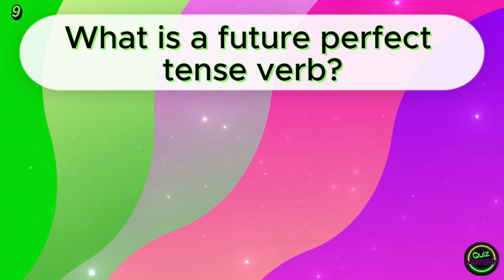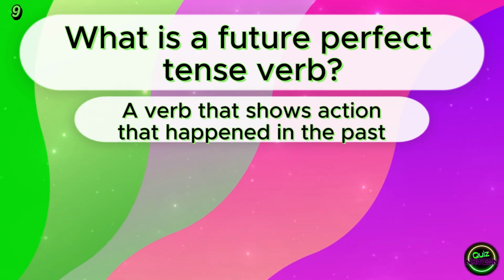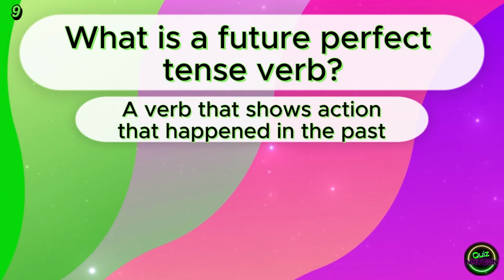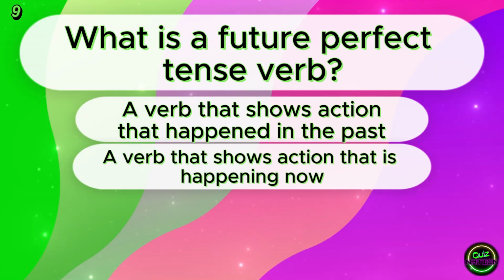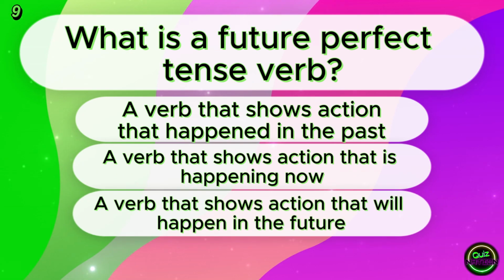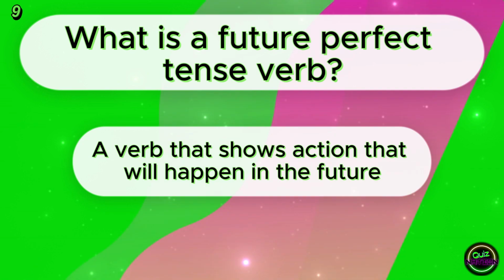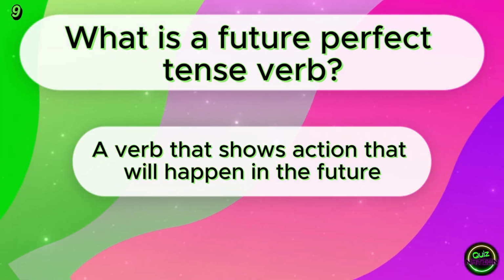What is a future perfect tense verb? A verb that shows action that happened in the past. A verb that shows action that is happening now. A verb that shows action that will happen in the future. The answer: a verb that shows action that will happen in the future.